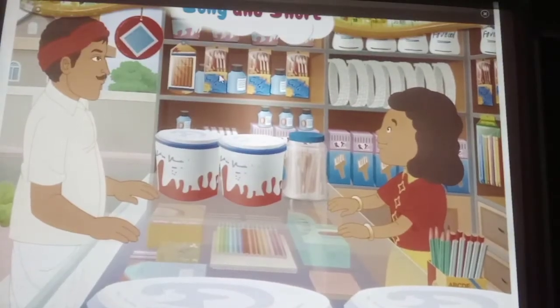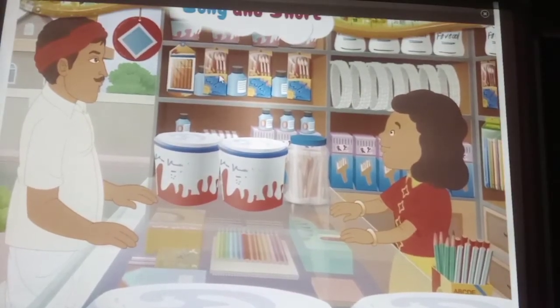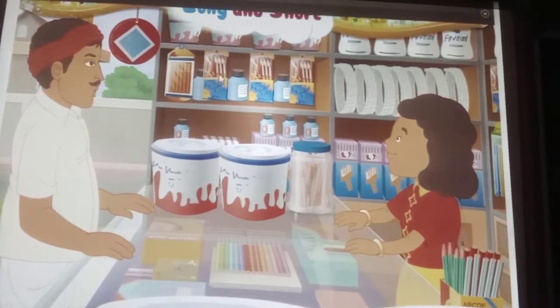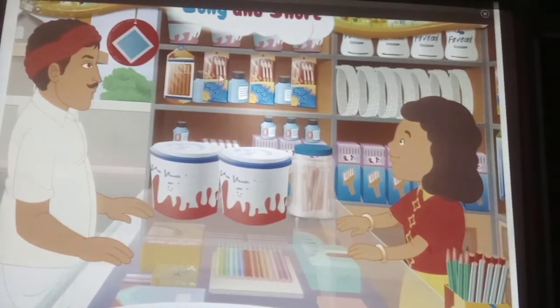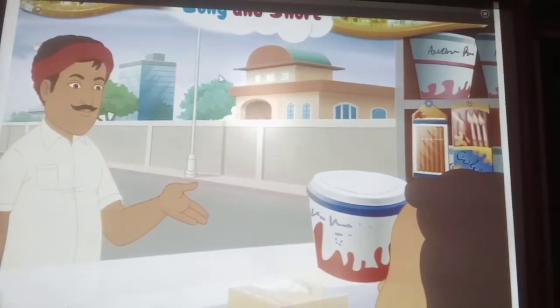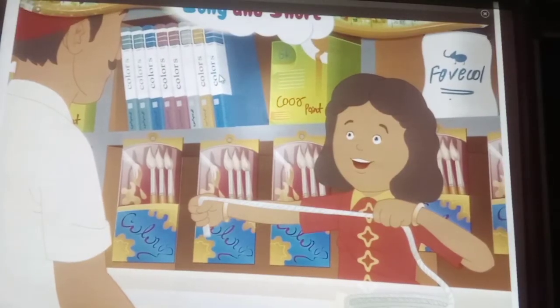Lali is selling things at her father's shop. A farmer comes to buy rope. Can you give me 7 arms of rope? Here is your 7 arms of rope.